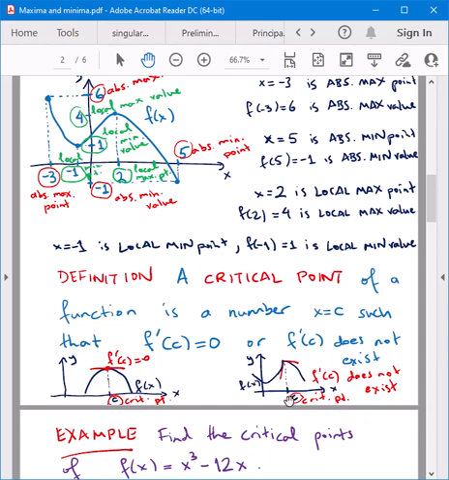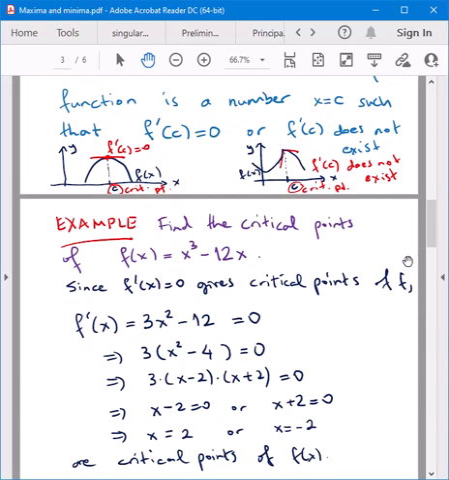So we have critical points. Either the derivative is 0 at that point, or the derivative doesn't exist at that point. Geometrically, a critical point is where you have a horizontal tangent line, or you have a broken graph in the picture. Like if you look at the graph of the function, then there is a broken graph at the critical point.